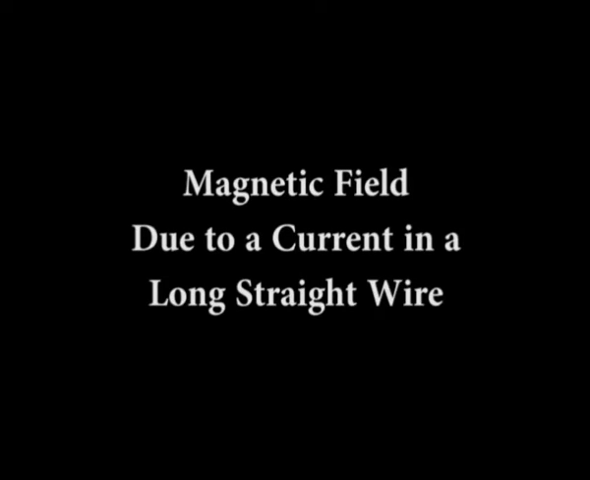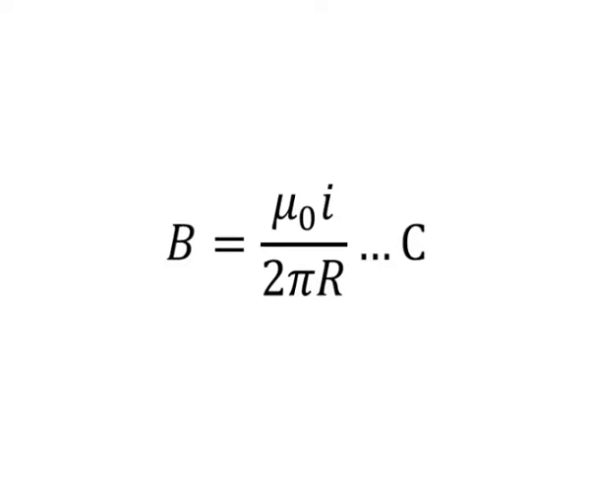Magnetic field due to a current in a long straight wire. We shall now use the law of Biot and Savart to prove that the magnitude of the magnetic field at a perpendicular distance r from a long infinite straight wire carrying a current I is given by B equals mu 0 I upon 2 pi r.